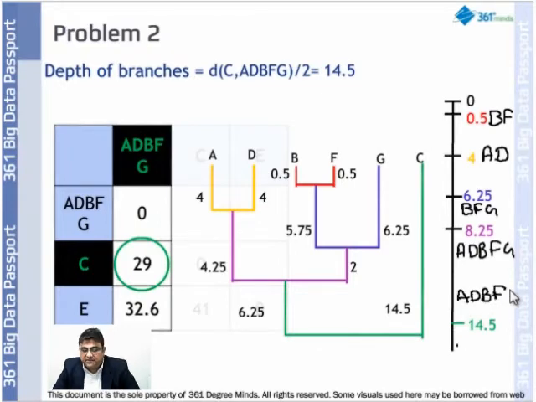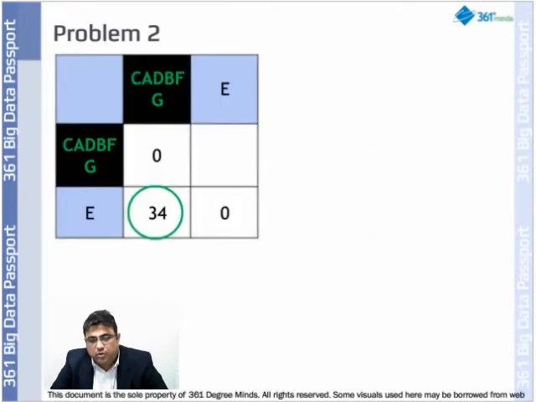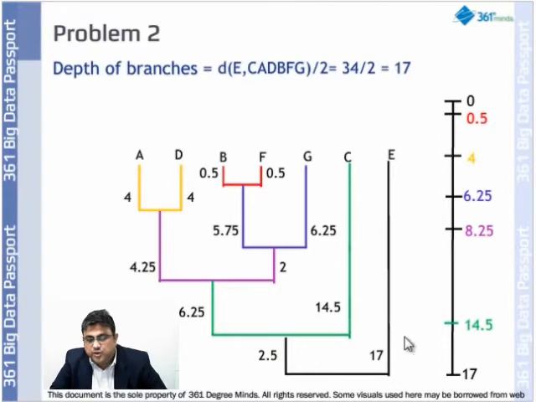Now one thing that is left over is E. Let's go look at the table. Now E is 34. So 34 divided by 2 is 17. We can do the diagram straight away here, and you see the black line. E is 17, and this is how the clustering is done.